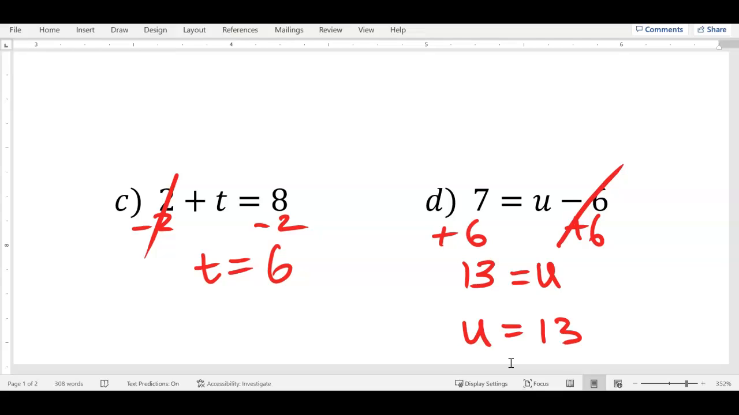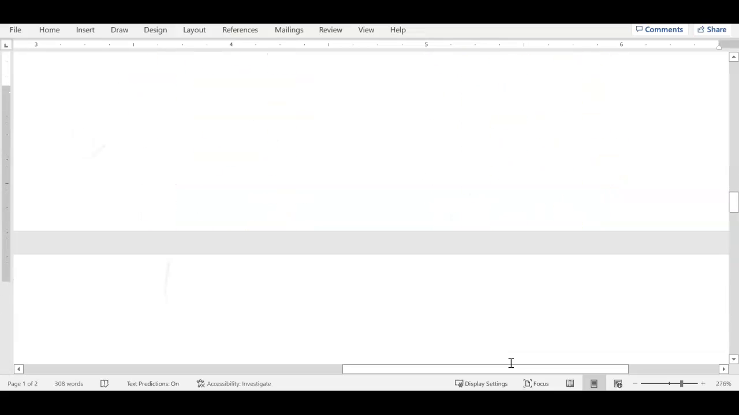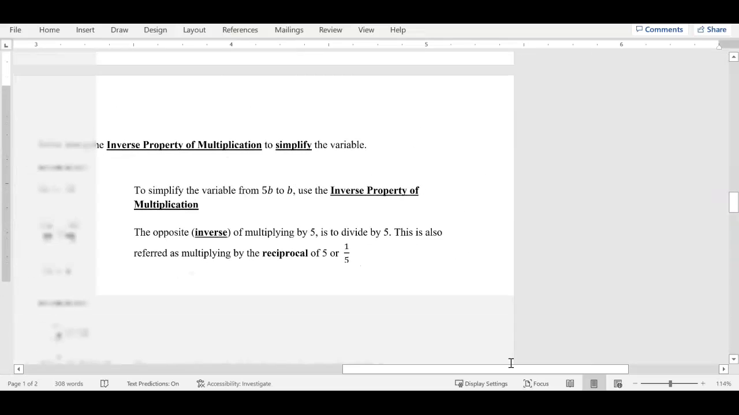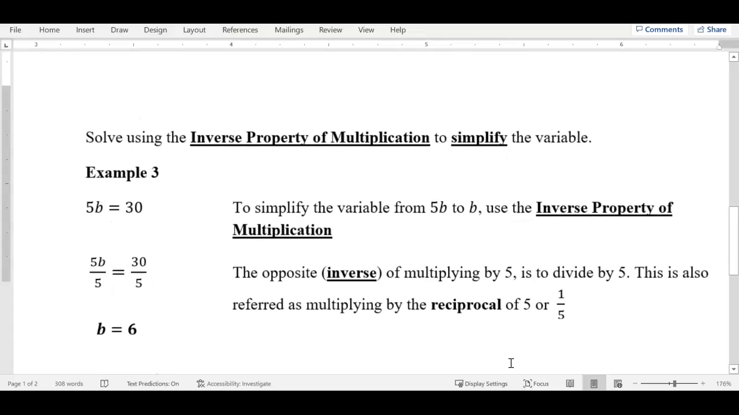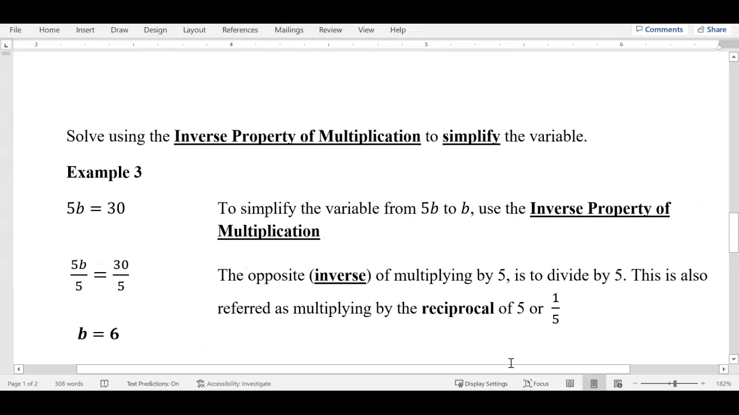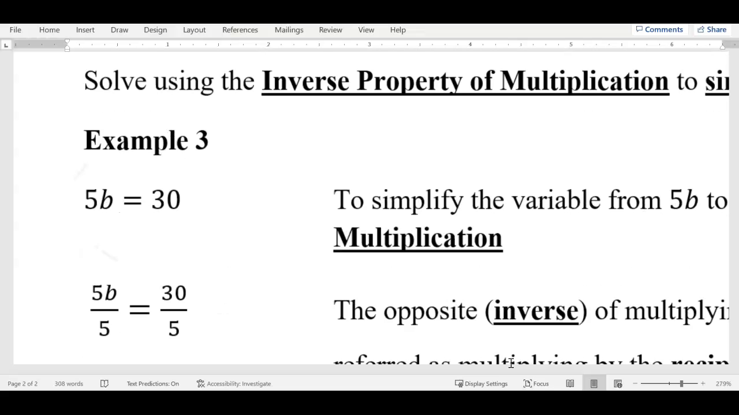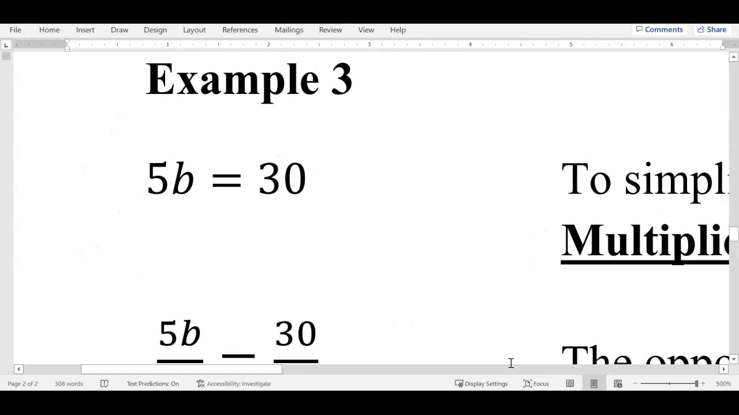Let's talk about the other two operations, multiplying and dividing. And then you will be officially pros at doing one-step equations. Now, to solve using the inverse property of multiplication, example 3. It says 5b equals 30. Let's zoom in. What's happening between 5 and b right here? What operation?